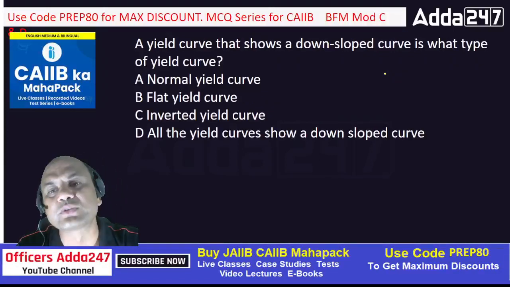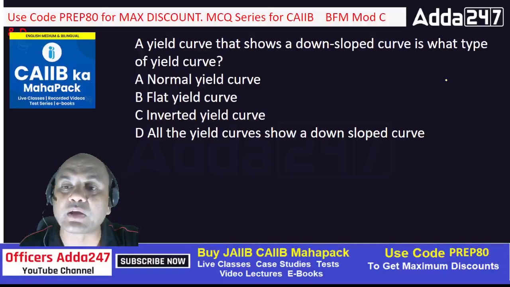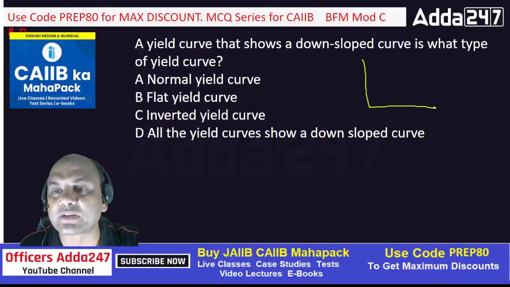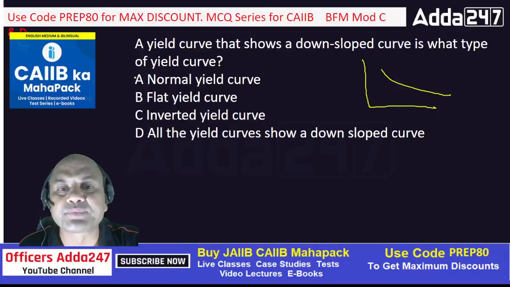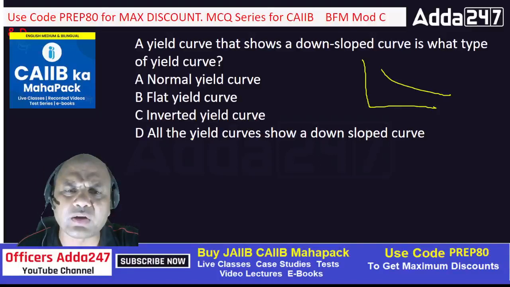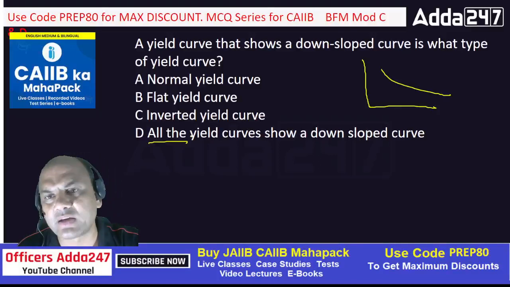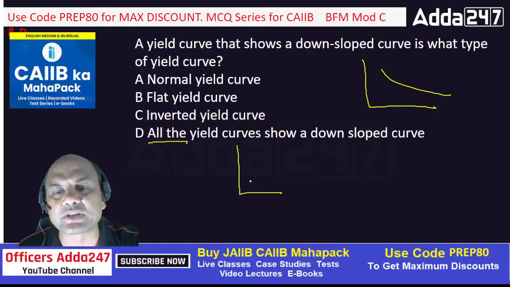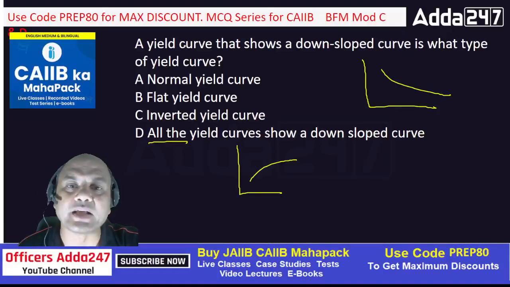A yield curve that shows a downward sloping curve is what type of yield curve? Downward means, just now we saw, right? Normal, flat, inverted, or all yield curves show a downward sloped curve? All yield curves do not show it, right? A normal yield curve will not show it. Just now we saw this, right? So the answer is what?